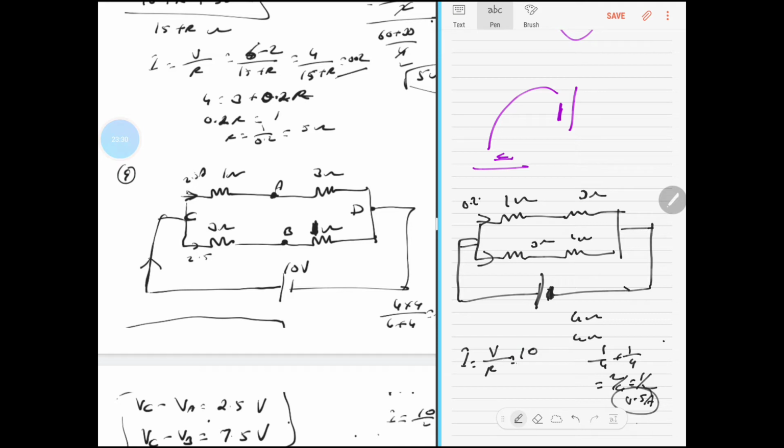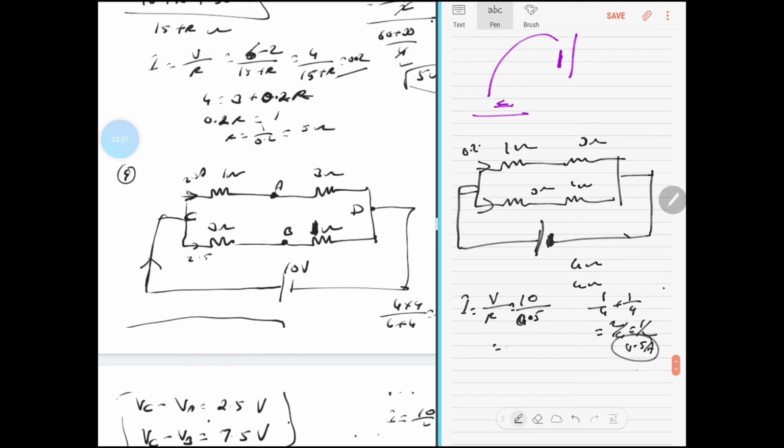V is 10 volts, R is 0.5, so therefore it will become 100 by 5, which is 20. Okay. What am I doing wrong?